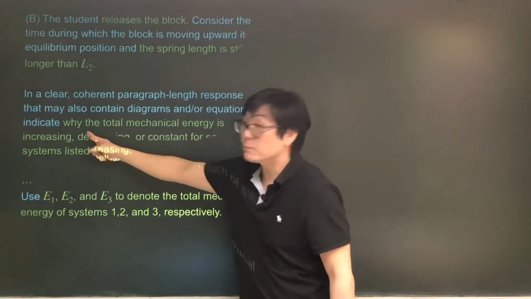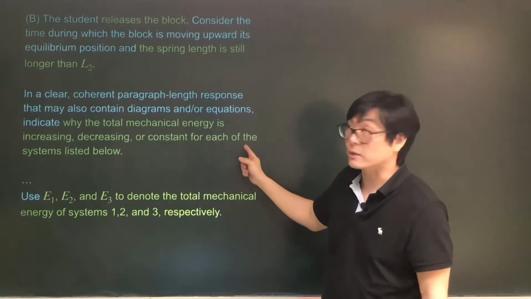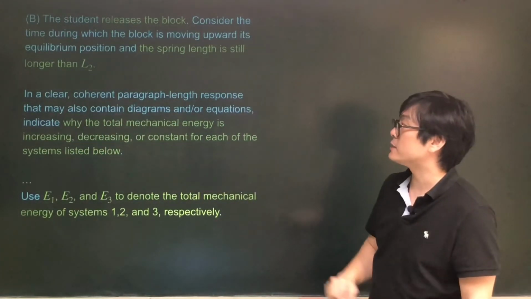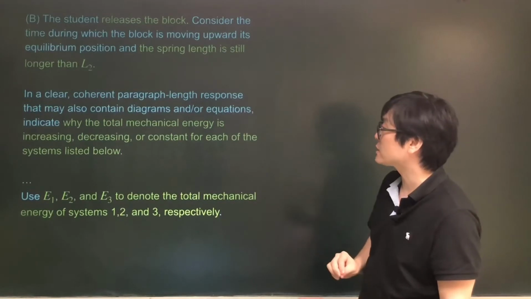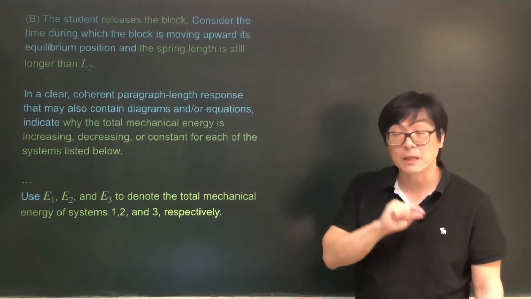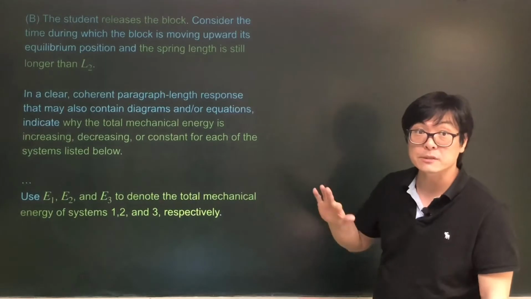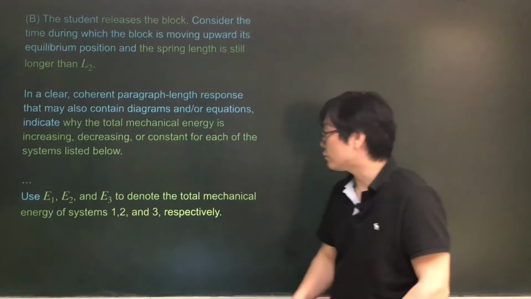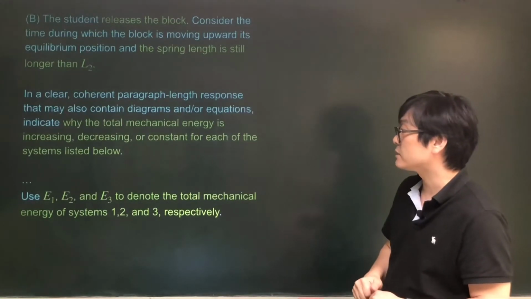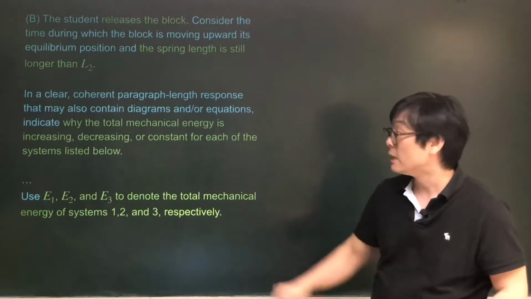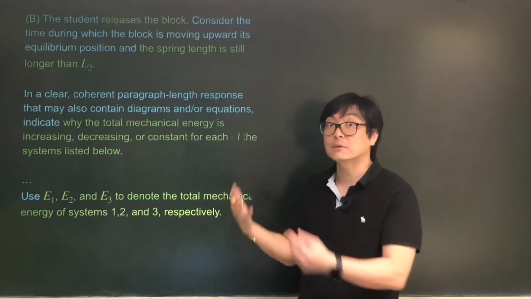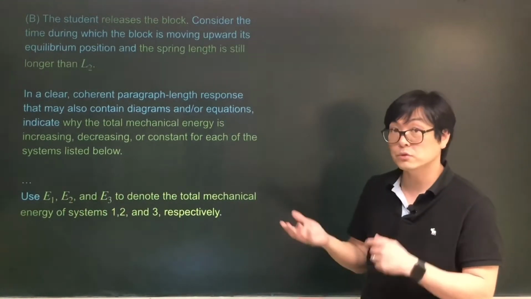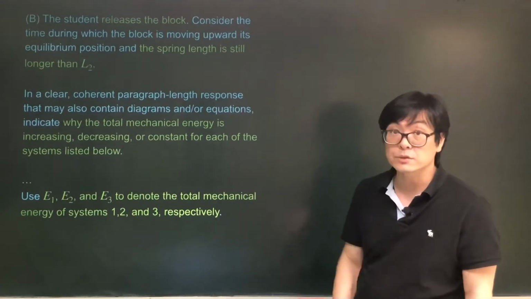And this is the most important part because this is the question. You need to write down why the total mechanical energy is increasing, decreasing, or constant for each of the systems listed below: system 1, system 2, system 3. Use E1, E2, and E3 to denote the total mechanical energy of systems 1, 2, and 3 respectively. This is also important because when you write the paragraph, you have to use the given notation.